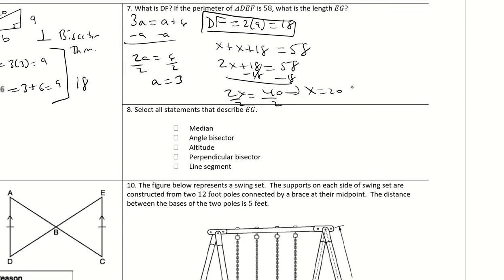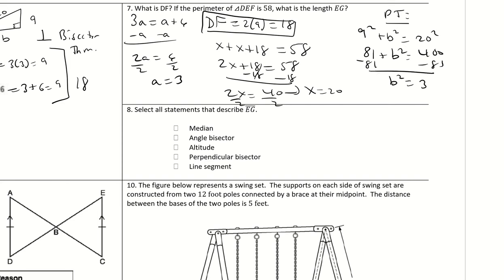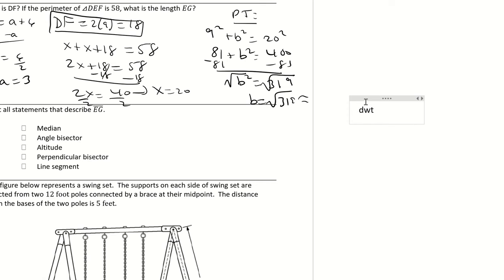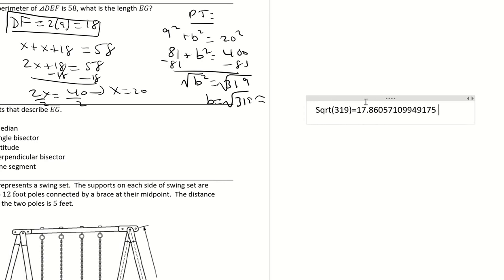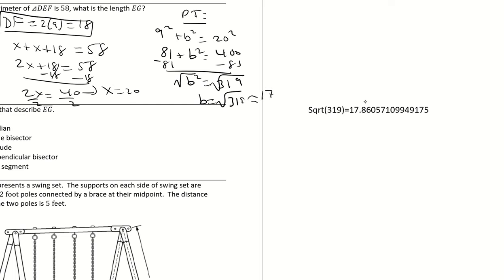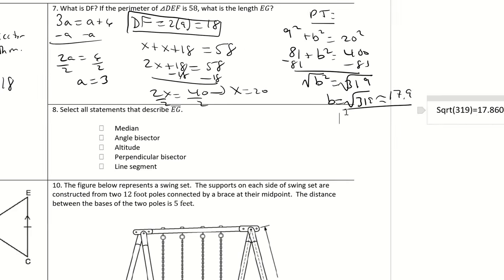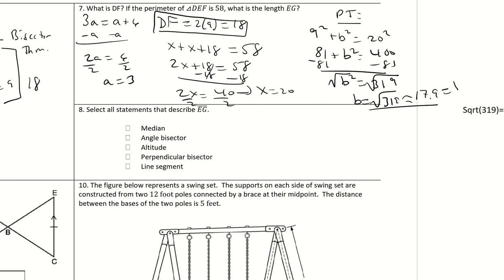So let me say here I'm using the Pythagorean theorem. 9 squared plus B squared equals 20 squared. 9 squared is 81. 20 squared is 400. Subtract 81 on both sides. B squared is 319. And then you have to take the square root. And so B is the square root of 319. And then we can just do that on the calculator, since you'll be able to use the calculator for this part. So that's 17.9 approximately. All right, so that was a crazy problem. So that is my EG.